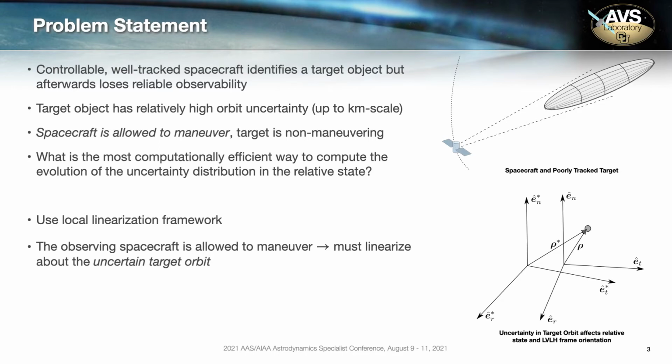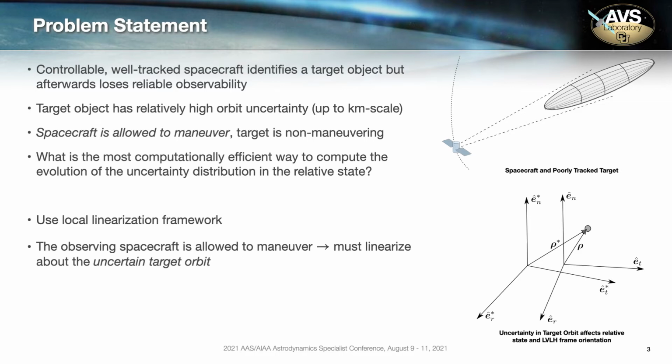So in this paper, we consider a controllable, well-tracked spacecraft which identifies a target object, but afterwards loses reliable observability. So that's depicted in the top right here. The Chaser spacecraft is moving along and observes the target, but loses track before significantly reducing the relative state uncertainty. The Chaser orbit is assumed well known, but the target orbit cannot be accurately discerned, and we allow up to kilometer scale error. The Chaser spacecraft is also allowed to maneuver, while the target is non-maneuvering.